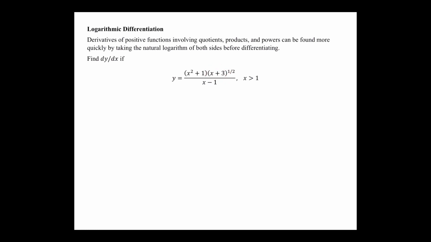So what we could do instead is take ln of both sides. We could rewrite the left-hand side as ln of y, and the right-hand side is ln of this whole quantity right here, x squared plus 1 times x plus 3 to the 1/2 all over x minus 1.